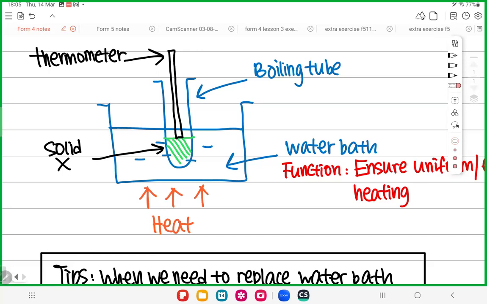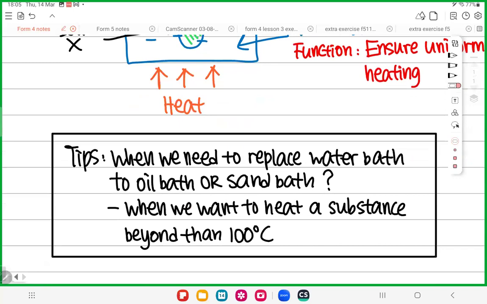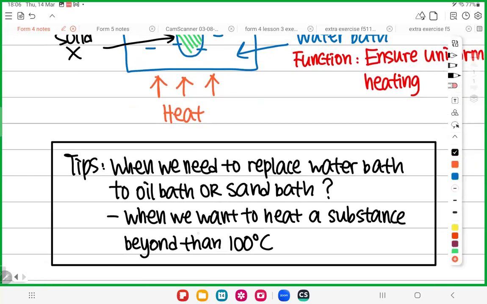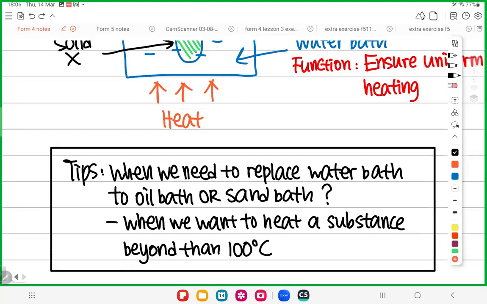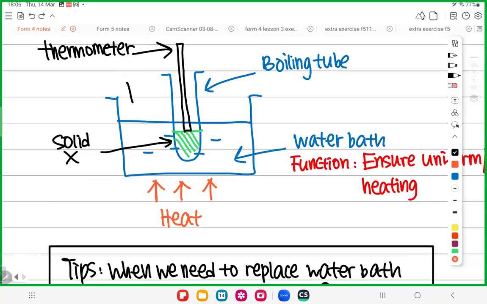All right. Okay, so now let's look at the next thing. When you are at 100 degrees Celsius or more, you change to an oil bath or sand bath, no problem. Let's say I want to heat a substance to 170. I don't use the water bath now. I use an oil bath, no problem.